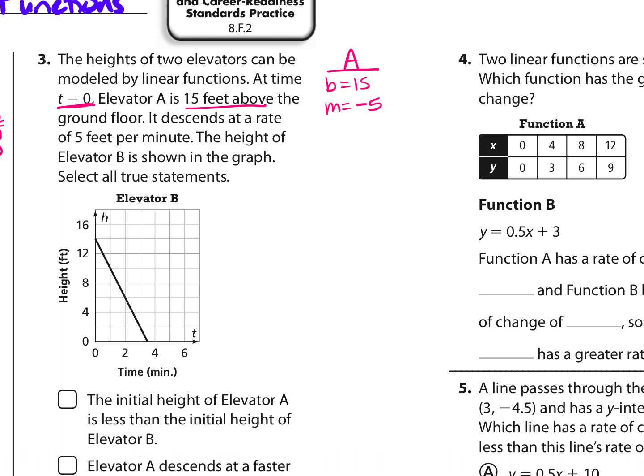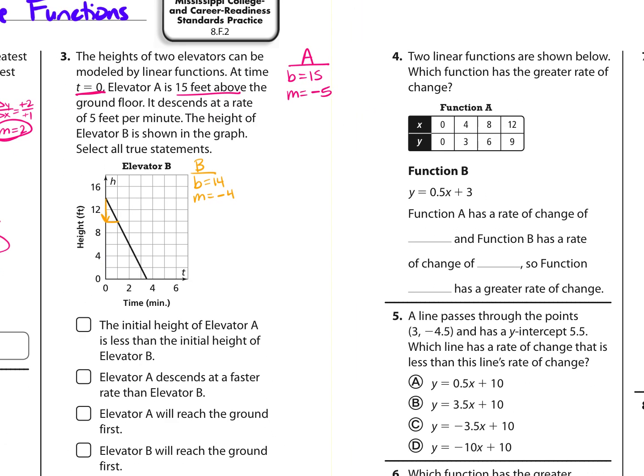Elevator B is shown in the graph. So this is elevator B. We see that its y-intercept is 14, and we see its rate of change is that it is going down 4 feet every 1 minute. So it's got a slope of negative 4. So answering some questions. The initial height of elevator A is less than the initial height of elevator B. So that's saying 15 is less than 14.